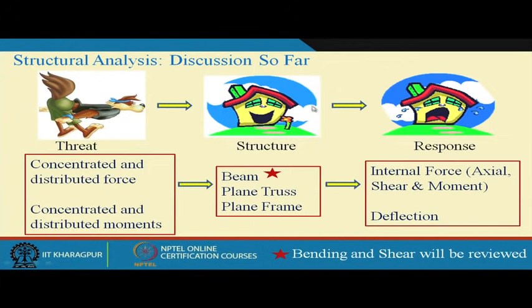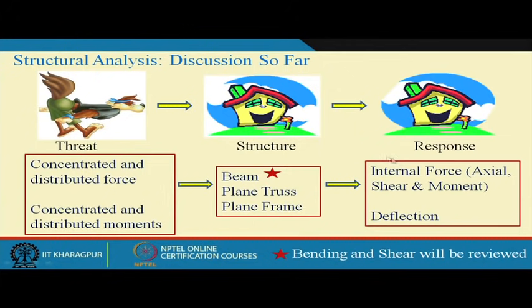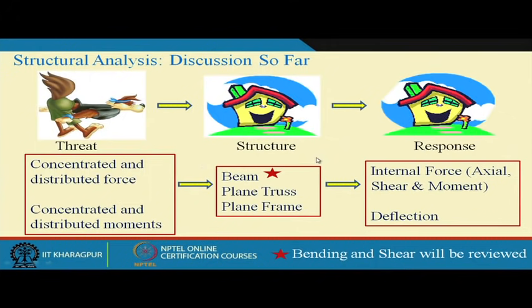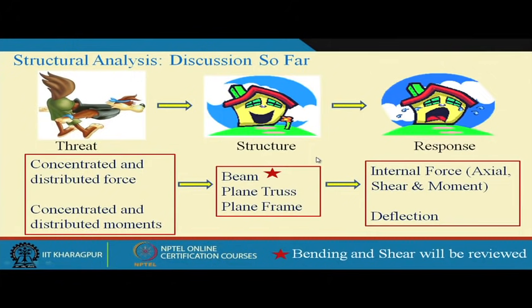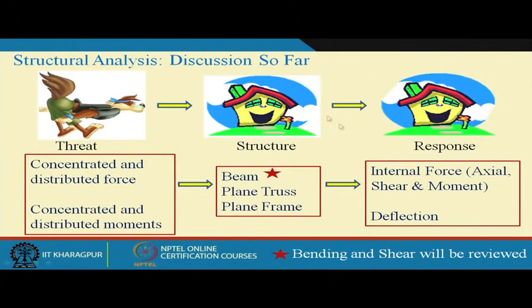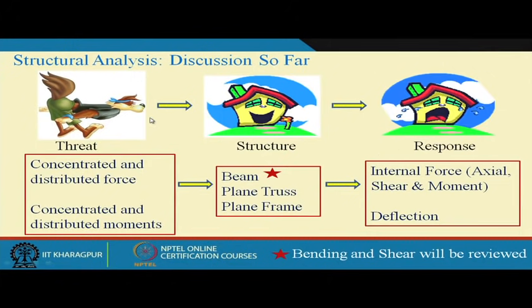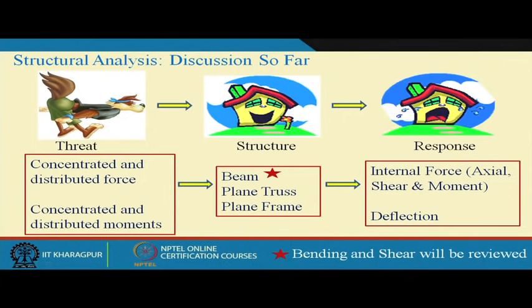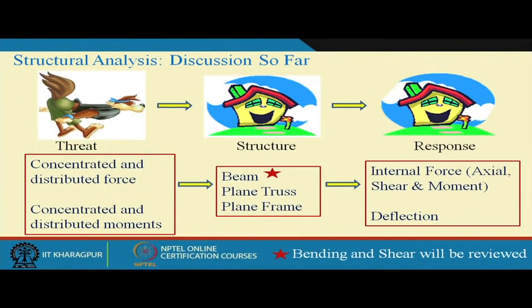In the last class we stopped here. And this is the gist of our first two classes. What we have learnt is that analysis is essentially a process where we determine the response of a structure subjected to certain threat. We also learnt that when we do structural analysis, we need to idealize the system, idealization of structure as well as idealization of threat.